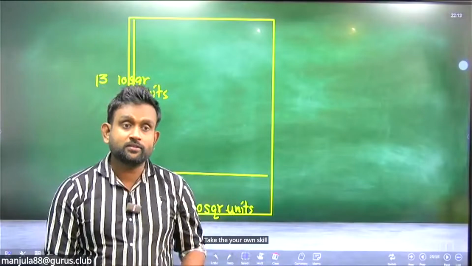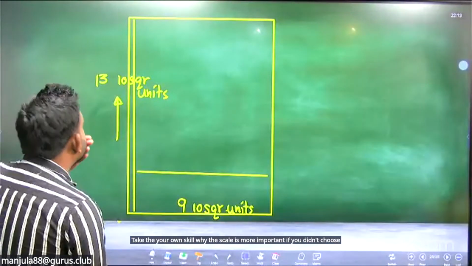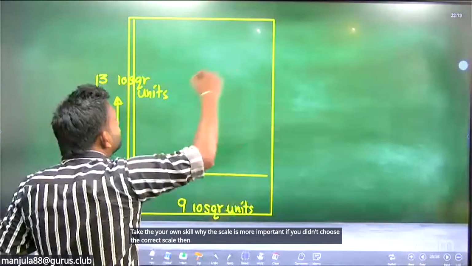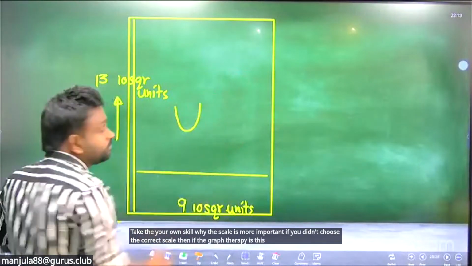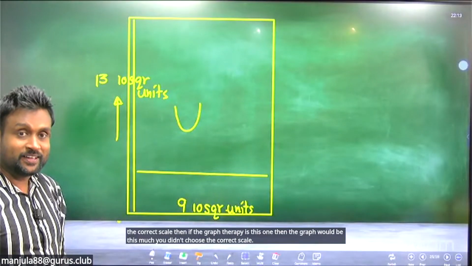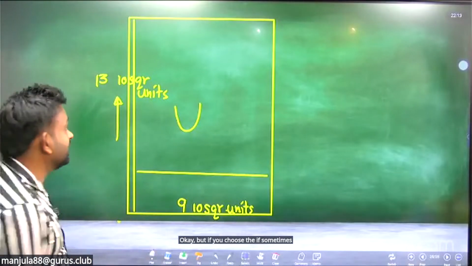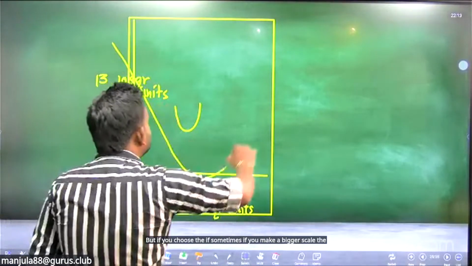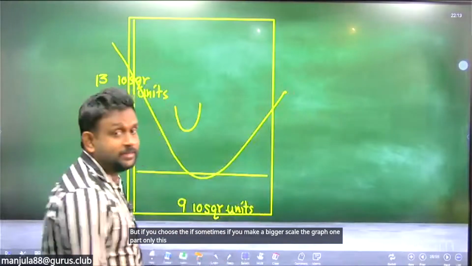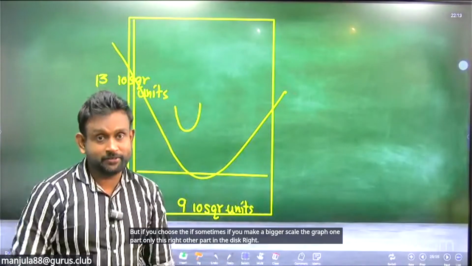Why is the scale so important? If you don't choose the correct scale, the graph will be only this much on the graph paper. And if you choose a bigger scale, only one part of the graph will be on the paper and the other part will be off it, on the desk. That kind of thing happens.